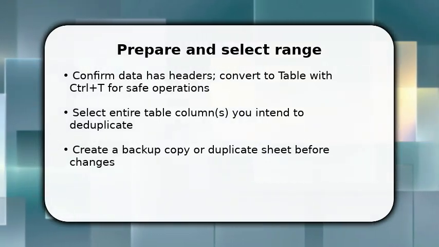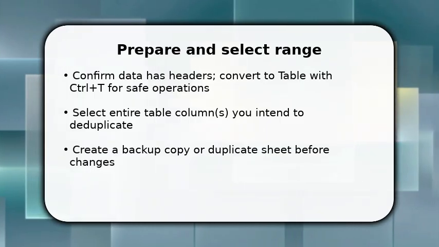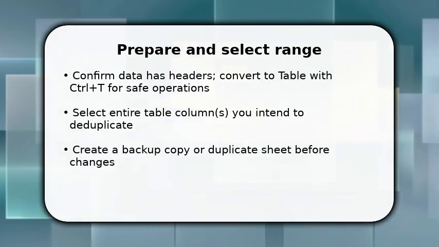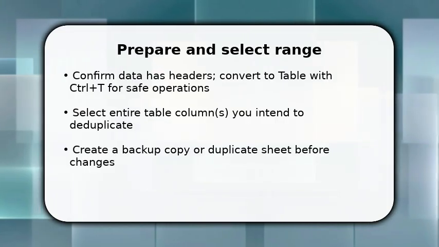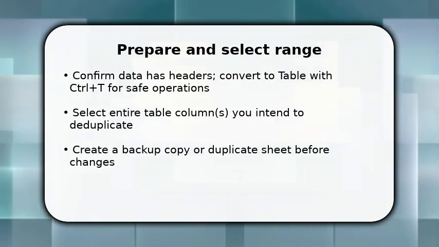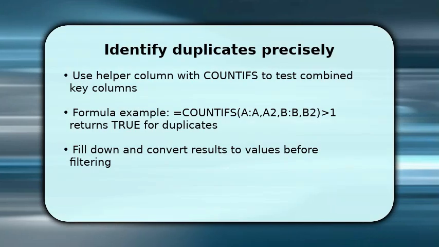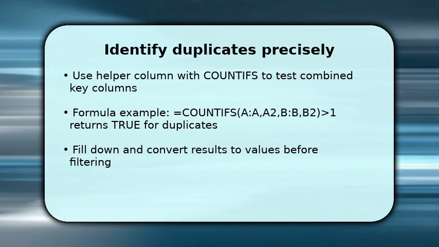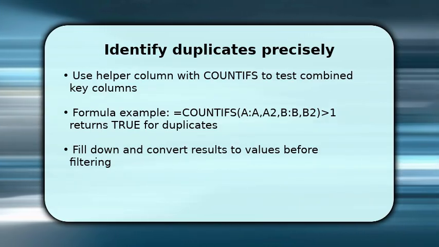With the table active, you are ready to apply formulas and filters that will identify true duplicates versus unique rows. Because later steps rely on structured references, now you create a helper column to test a combined key across columns using COUNTIFS, so you catch duplicates across multiple fields. Once done, enter a formula like =COUNTIFS for each key pair and fill down. This flags rows that have more than one occurrence.